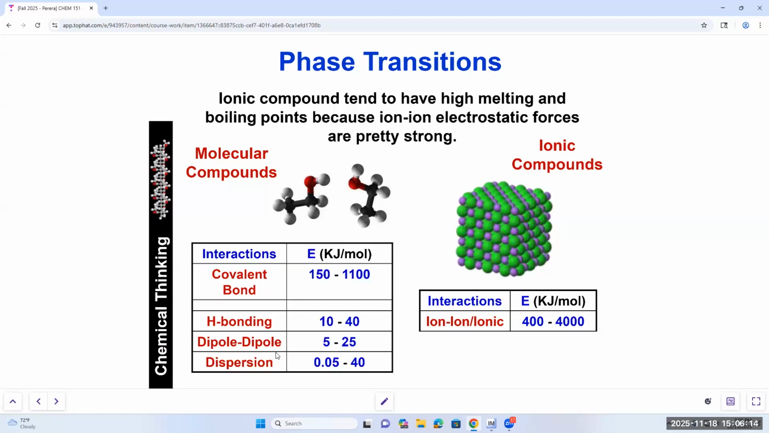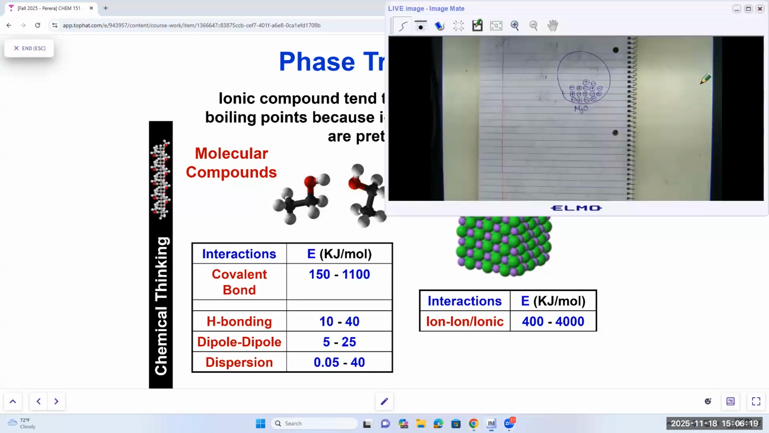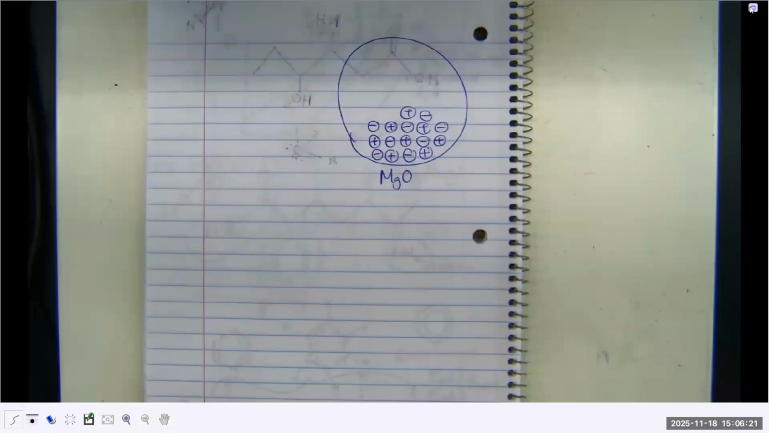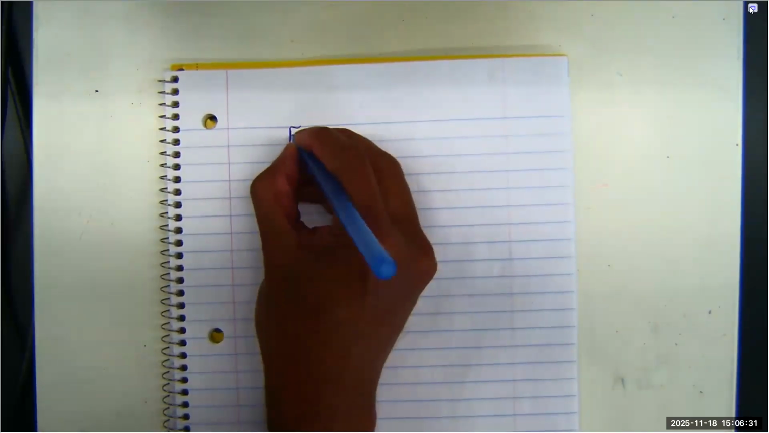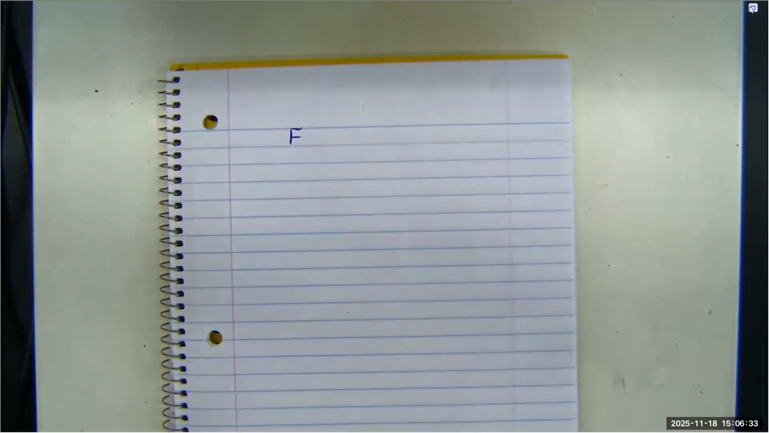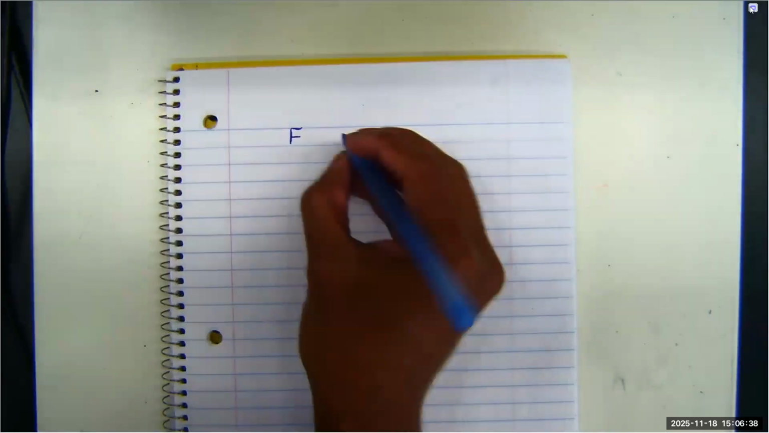All right, let's talk about the force. Okay, so it goes like this. I'm going to switch to my notebook for a second. Okay, so to model the ionic force between the ions, we are going to be using Coulomb's law. Okay, please don't write this. I'm going to tell you why.